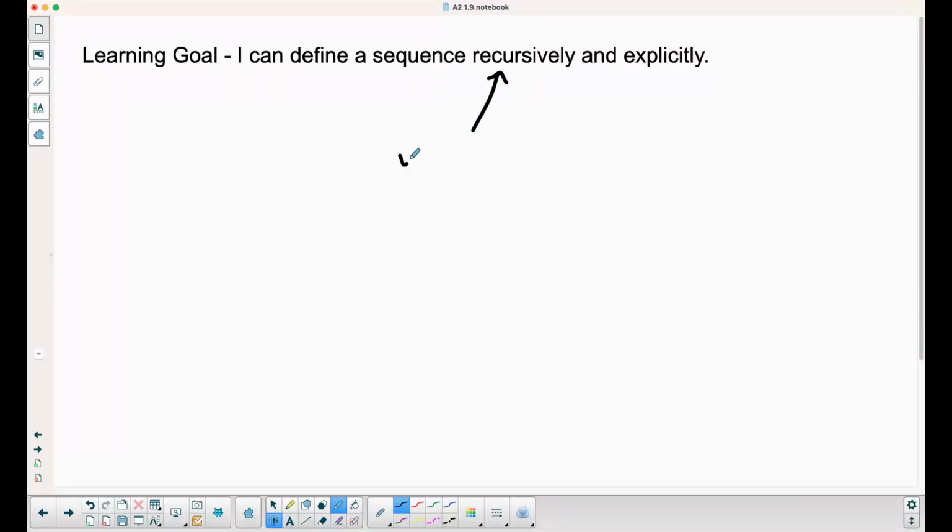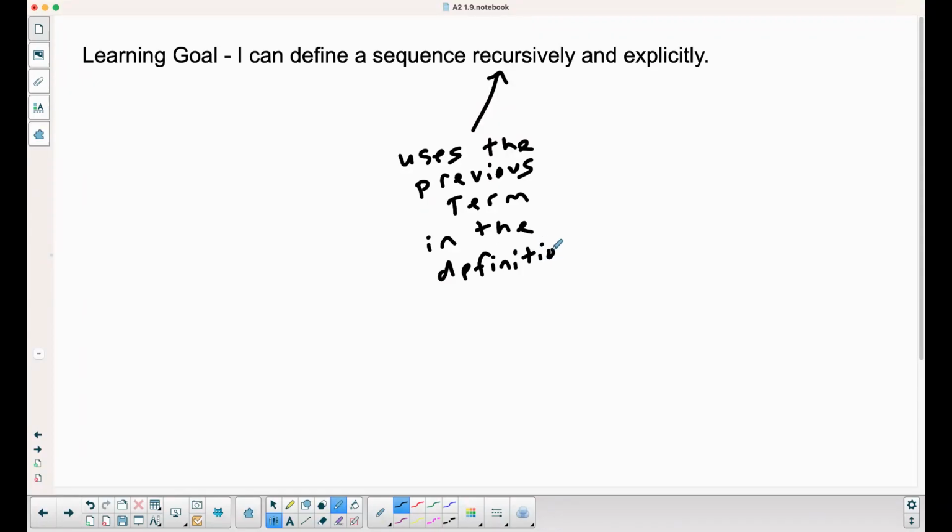Recursively uses the previous term in the definition. So if I wanted to define it as f of n, well, the term before the nth term would be the n minus 1 term. So I have to do something to the previous term. Say, 3 times the term before. Think about this here.